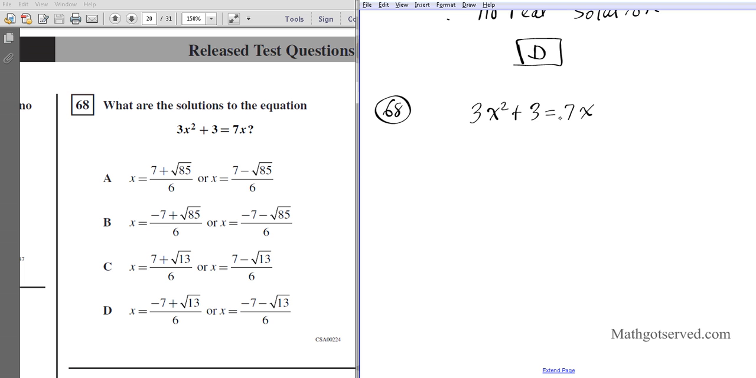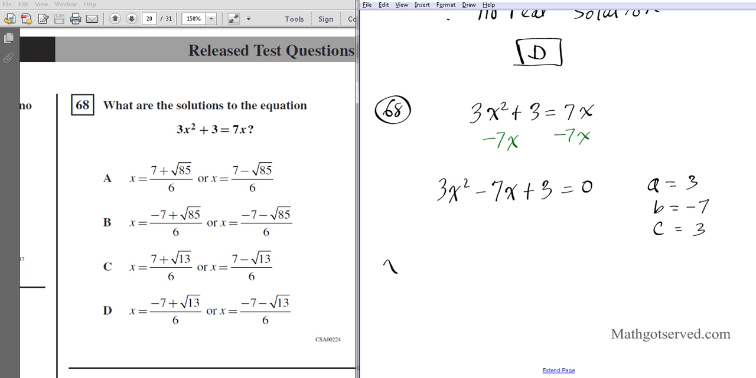This is not equal to 0. I need to move this to the left side. So I subtract 7x from both sides. So that's going to yield 3x squared minus 7x plus 3 equals 0. Okay? Now, let's see. You see all the options have radicals in them, so it's going to be prime, all right? We have to use the quadratic formula. So A is 3, B is negative 7, and C is 3.